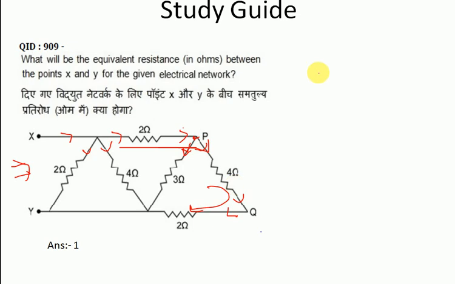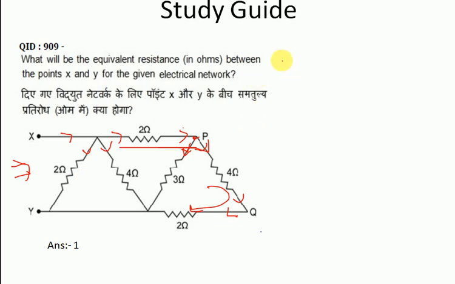Now if you are an expert, it is a very simple approach. 4 plus 2, that is series combination 6, parallel 3, that is 2 ohm. Now 2 ohm in series with 2 ohm will be 4 ohm, and 4 ohm in parallel with 2 ohm and 2 ohm gives a parallel combination of 1 ohm.